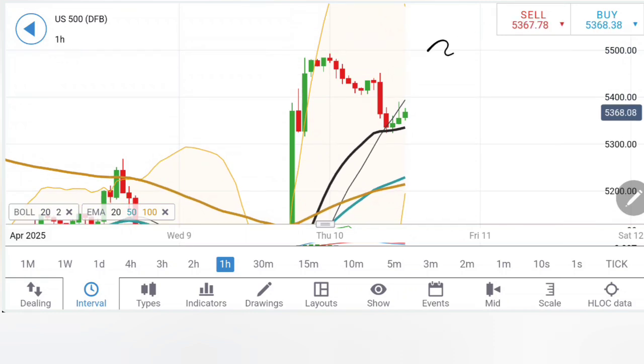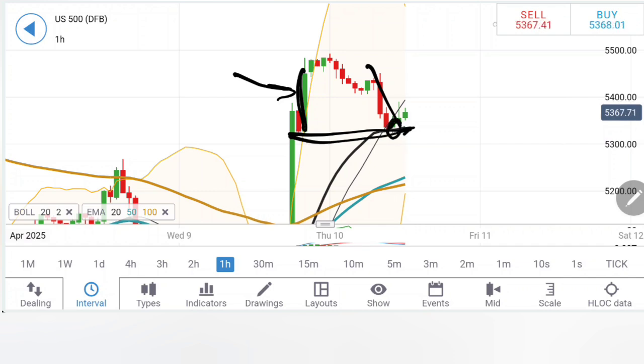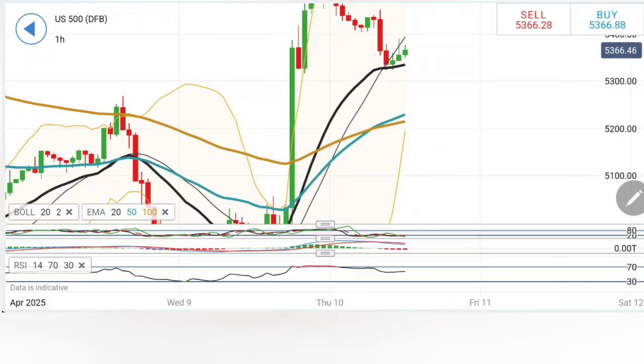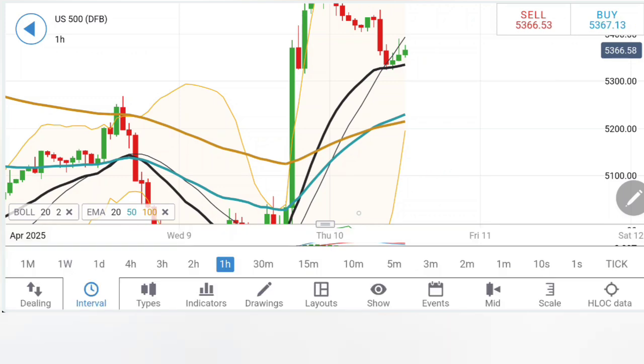Earlier in the day, I had mentioned there is a strong possibility that it is going to erase the gains from this candle. What has happened? It has erased the gains from this candle. Now, it is very important that once it trades below 5320, 5300 zone, we can in fact expect the next move which might take S&P all the way towards 5200 levels.